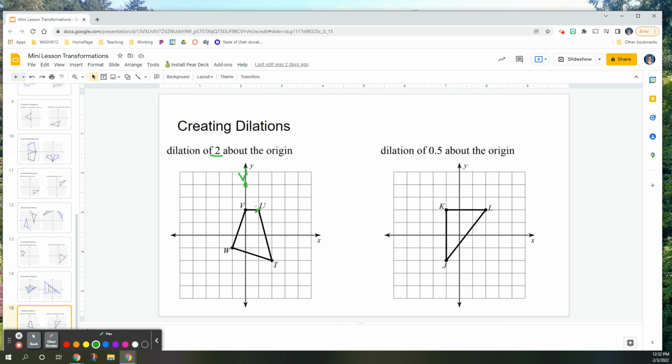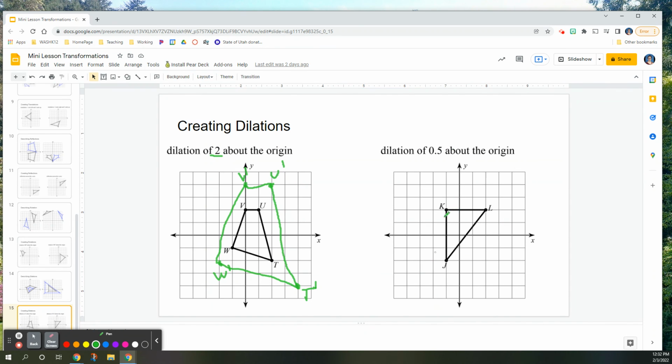So that's V prime. U is at the point 1, 2, so 1 times 2 is 2, 2 times 2 is 4, so U is going to be over here. T is at 2, -2, which when I multiply that by 2 gives me 4, -4. And then W is at -1, -1, which when we multiply by 2 is -2, -2. Connect those points. And I've got a similar shape, but that is dilated by 2.